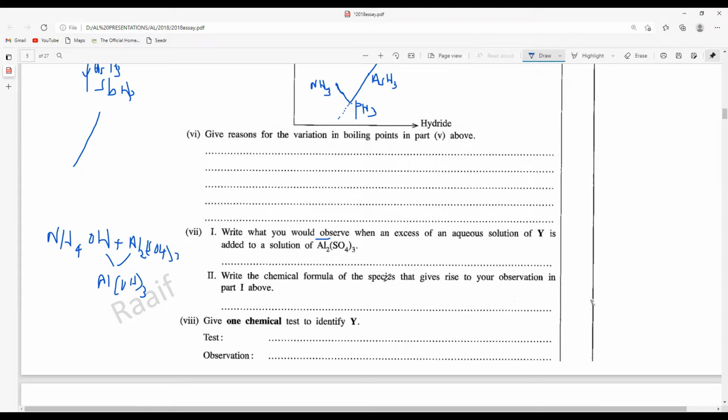Write the chemical formula of the species that gives rise to the observation. So it is aluminium hydroxide, Al(OH)3. Give one chemical test to identify Y. Identifying Y means identifying ammonia, right? So ammonia is Y. You can write down Nessler's reagent. By using Nessler's reagent you can identify it, and when you do, you can observe a brownish color.